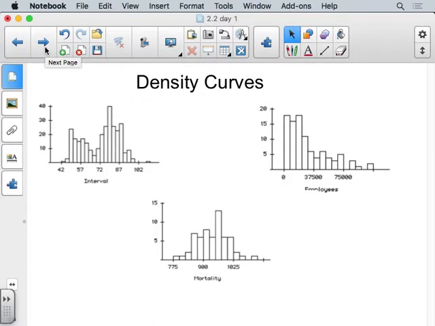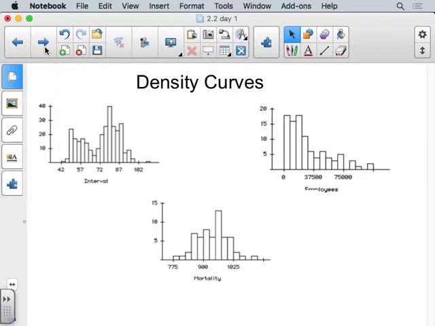Sweet. So before I get into the 2.2 lesson, it doesn't say 2.2, it says empirical rule and normal distribution on your notes. Before we talk about that, I'm just going to talk about density curves in general. This is not on your paper, but just something to introduce it.